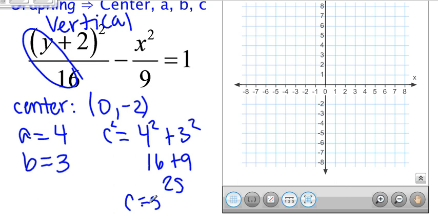So let's go over here and graph what we got. So this is the time that we're actually making the box. So our center point is at 0, negative 2. Our a is 4, and we're going in the vertical direction 4, so up and down 4. And then left or right 3. Okay, this is where we now make the box.